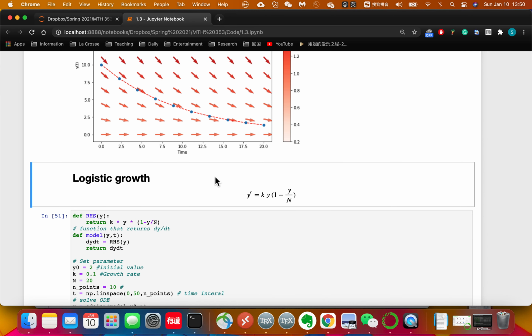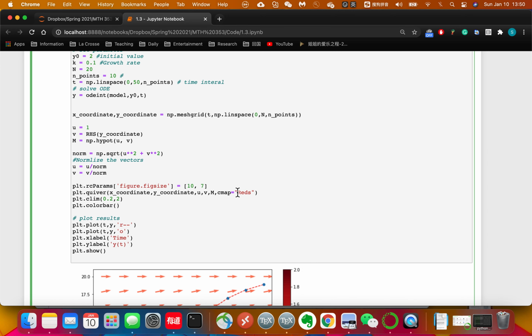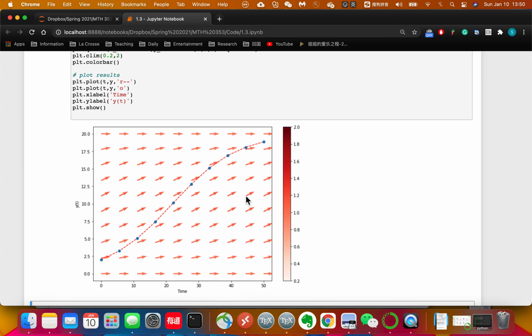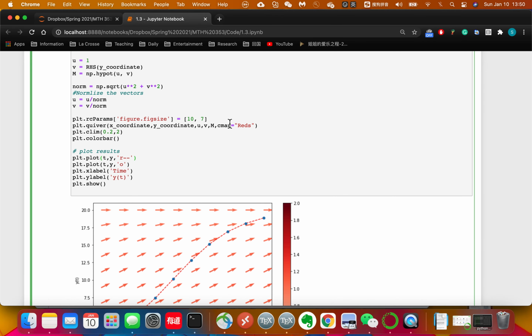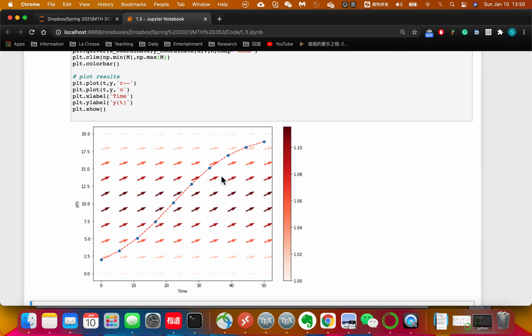Another way to see this will be even more clear when you do logistic. Same idea. If you do this, let's see. Give me a second. I want to make it more dramatic, so you can see the difference. Okay, now it's pretty clear.